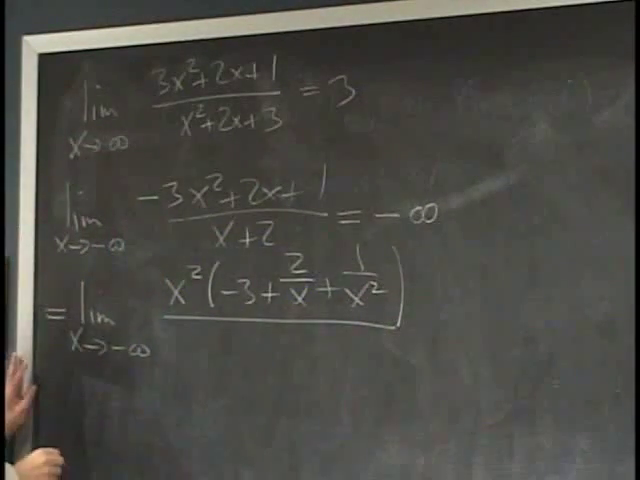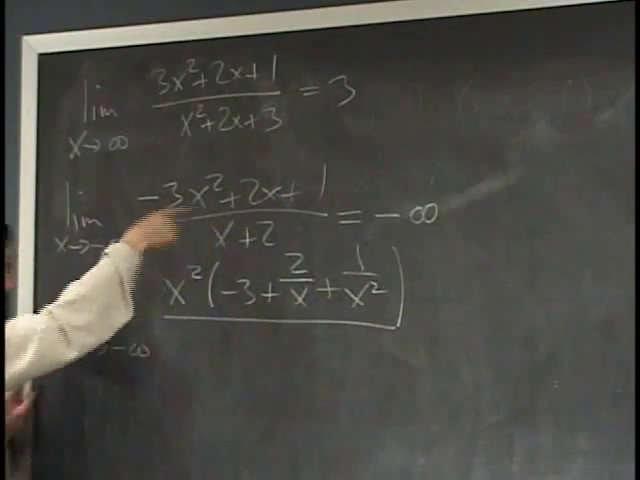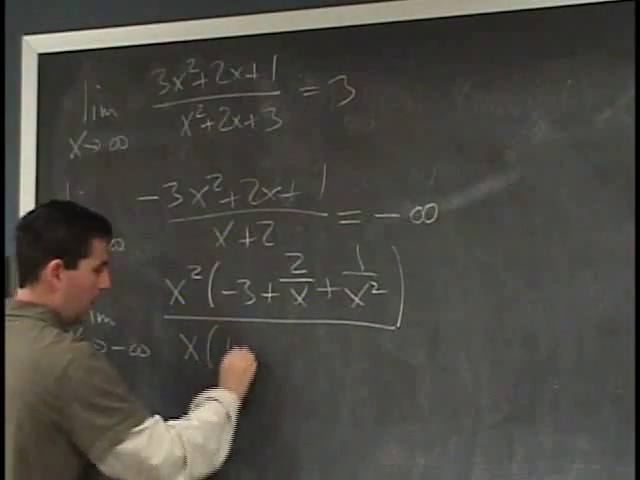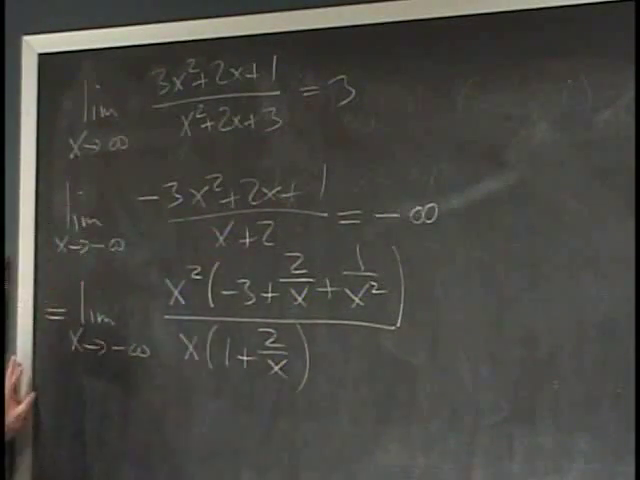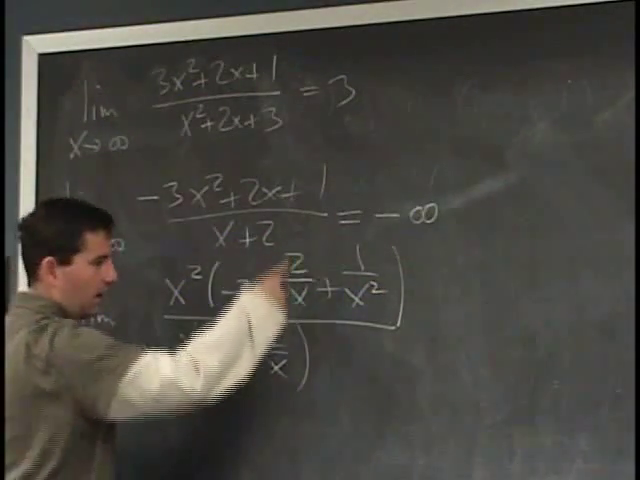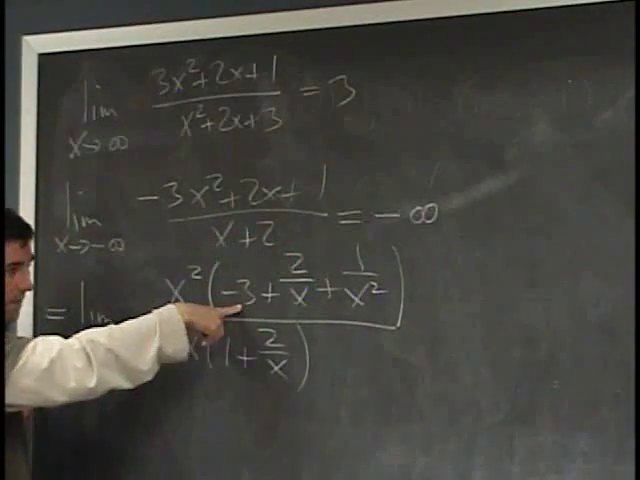And on the bottom, well, I always like the idea of just factoring out the highest powered term in each one. So I get x and then 1 plus 2 over x. Now you know what's going to happen, right? All these things over x are going to go to 0. Here you're just going to get a minus 3.